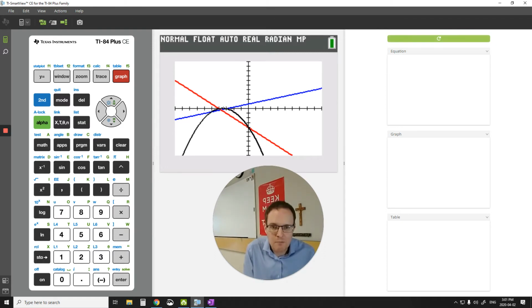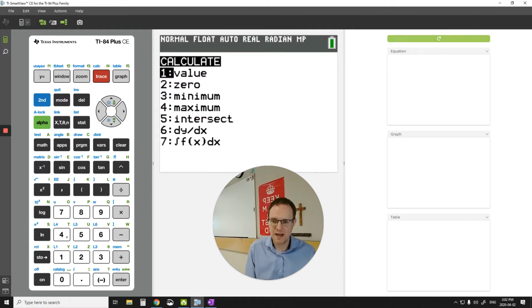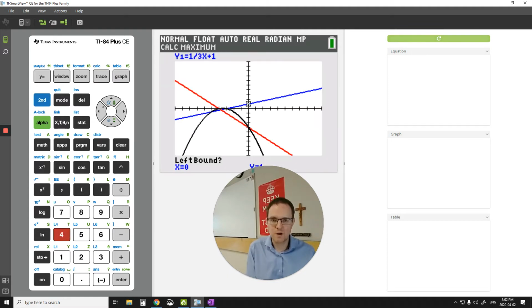I want to know what the max point of this black graph is right here. This looks like the maximum, somewhere right about that point right there. Is it halfway between these two dots? I don't know. So what we're going to do is go second trace. We're going to do maximum. Because I have more than one graph, I have to decide which graph I want to do the maximum of.